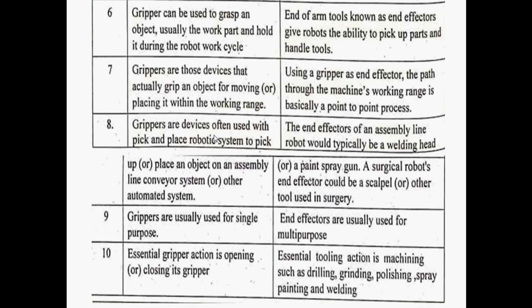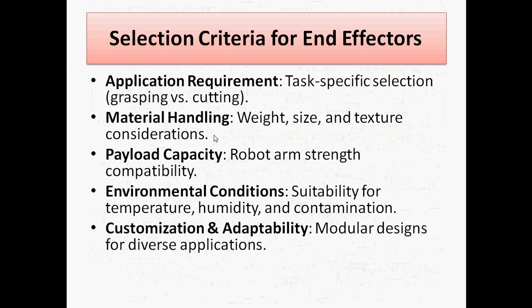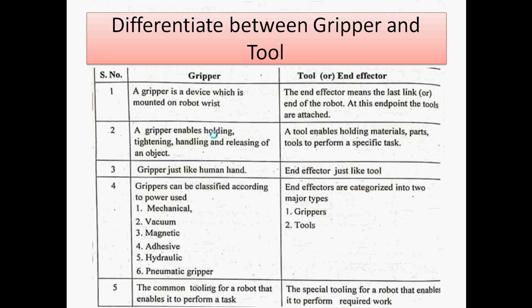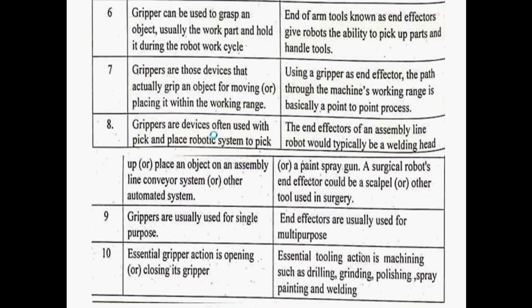Next, grippers are usually for a single purpose, but end effectors as tools are used for multiple purposes. The essential gripper action is opening and closing. But in machining, we have actions such as drilling, grinding, polishing, spray painting, and welding. These are the possible actions we do with this system. So this is the end effector differentiation between a gripper and a tool.